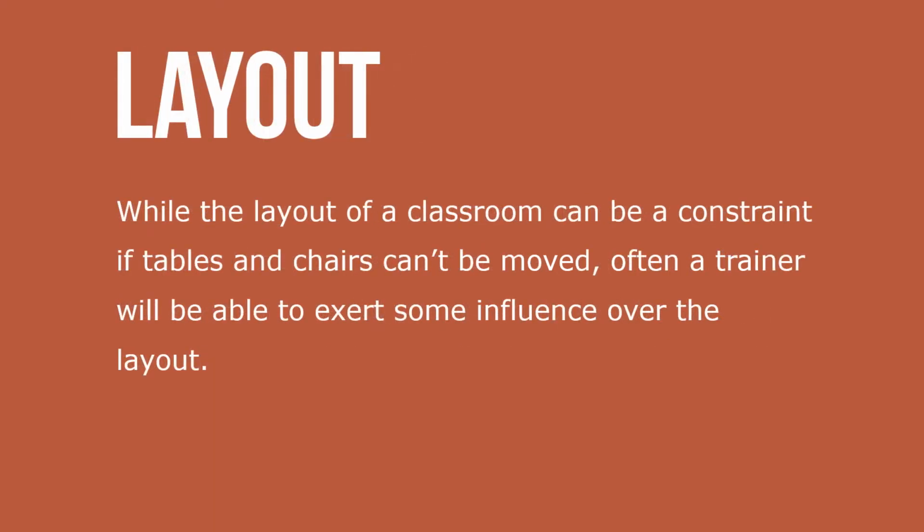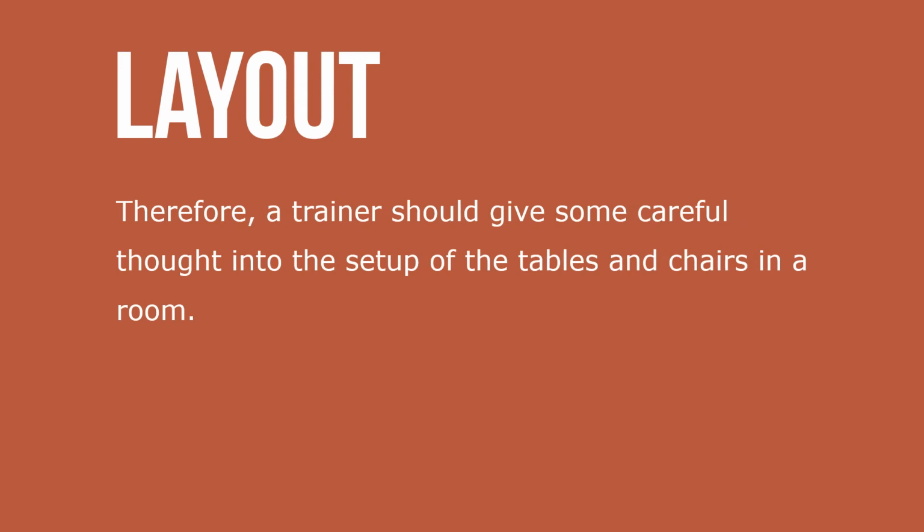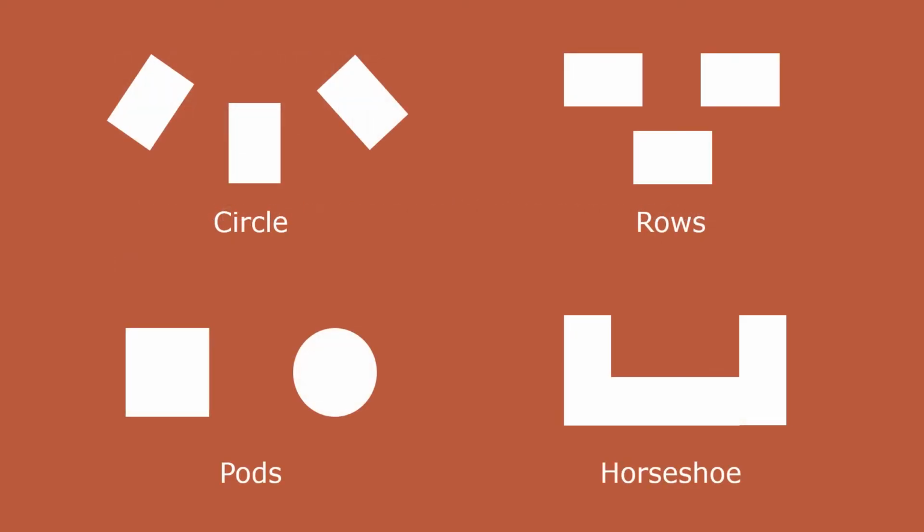While the layout of a classroom can be a constraint if tables and chairs aren't moved, often a trainer will be able to exert some influence over the layout. Therefore, a trainer should give some careful thought to the room setup of tables and chairs. Here are some examples of different types of setups: circles, rows, pods, or horseshoes to promote the best learning experience for trainees.